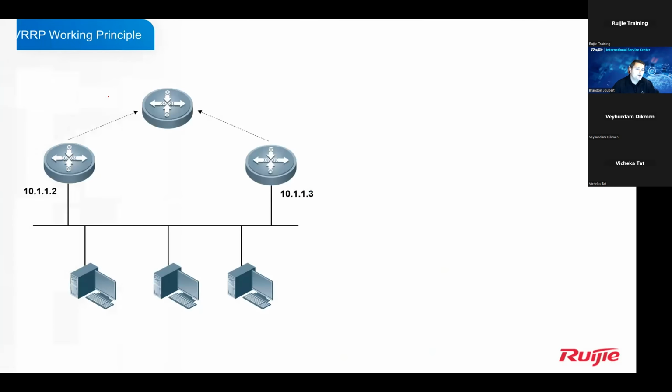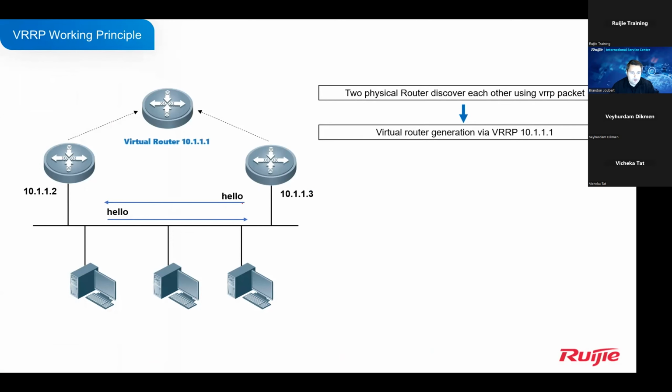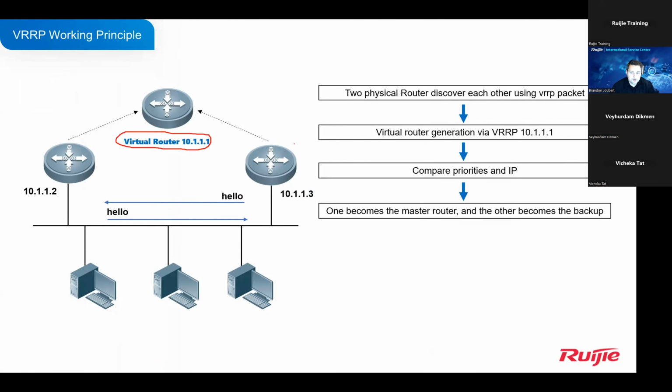Okay, so VRRP working principles. First of all, two routers discover each other with VRRP packets, so they send hello messages to one another. Once they've sent hello messages to one another and the configuration is correct, they will create the virtual router. Now that they've created the virtual router, they will compare their IP addresses and the priorities that were assigned to them.